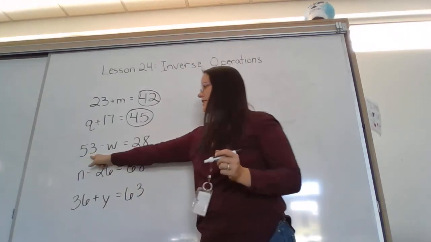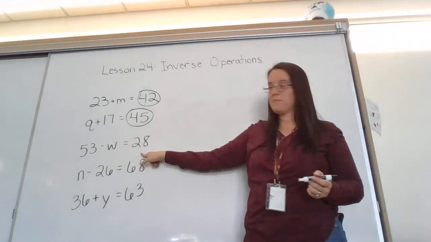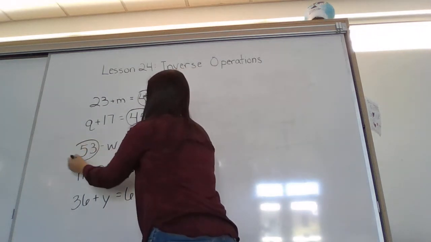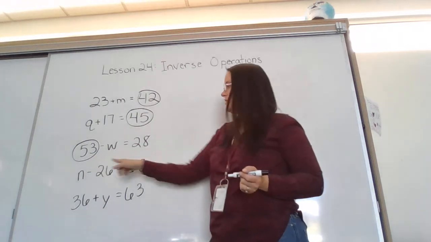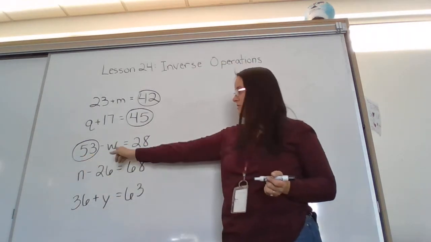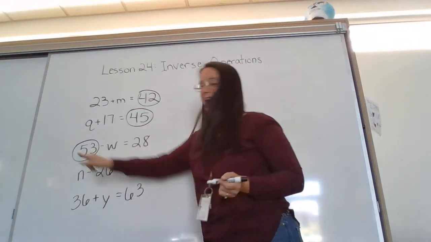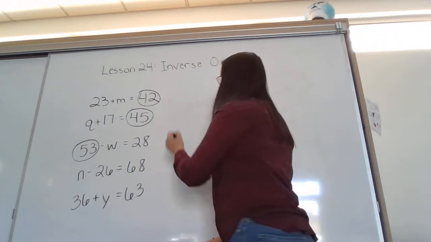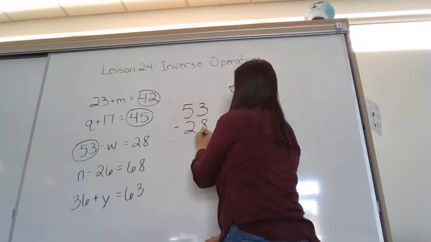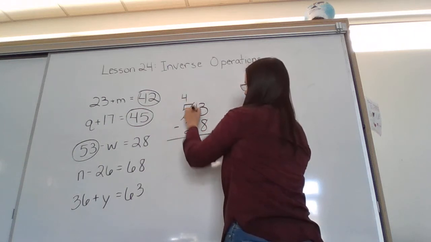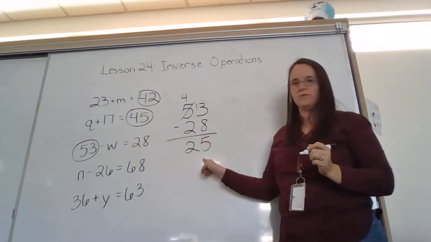All right, number 3 here. This is a subtraction problem, so where's my biggest number? Right there, I have it. That's my biggest number. So am I going to add 28 to 53 to figure out W? No, because I already have my big number. I have to subtract. 53 minus 28. Gotta regroup. So W equals 25.